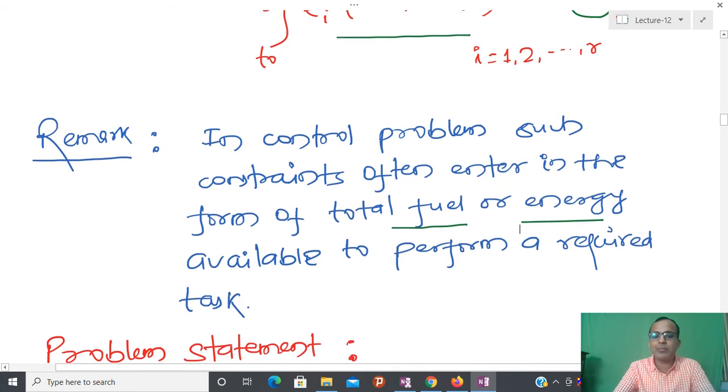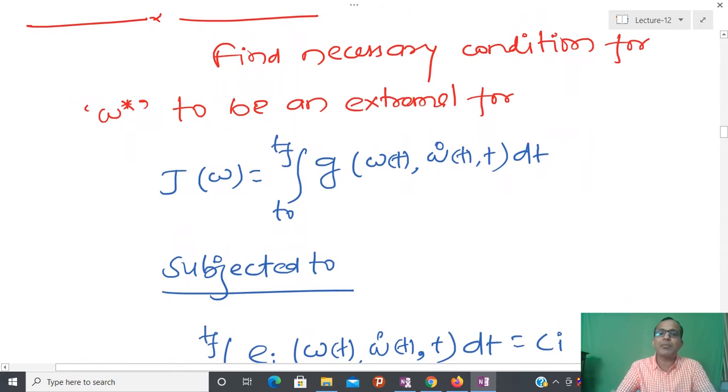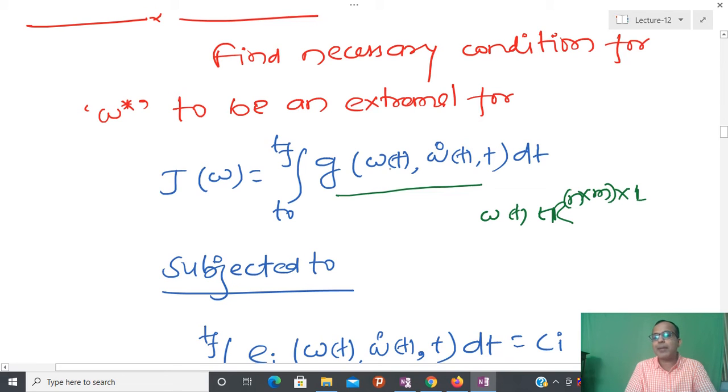So let us come to the problem statement. Again, the problem statement remains the same. I have some function omega(t), which belongs to R^(n×m), and I have to extremize this functional, inside which I have the function omega(t). So I have to find the function such that this functional, a function of a function, J(omega), is extremal.